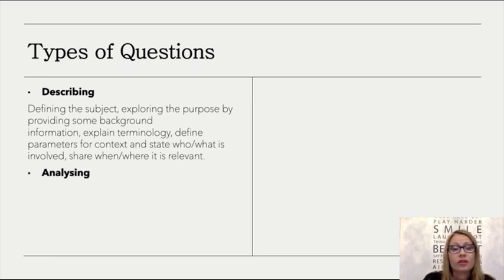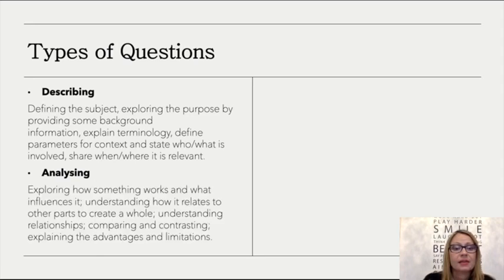Moving forward though, the majority of your assignments and works that you'll be working on in higher education will be working on analysis. So here, through analysis, you'll be exploring how something works and what influences it. You'll start to understand how it relates to other parts, so using those different perspectives so you can build that whole perspective. You'll start to understand relationships between different perspectives or different factors or features and comparing and contrasting those two. You may also be explaining the advantages and limitations.